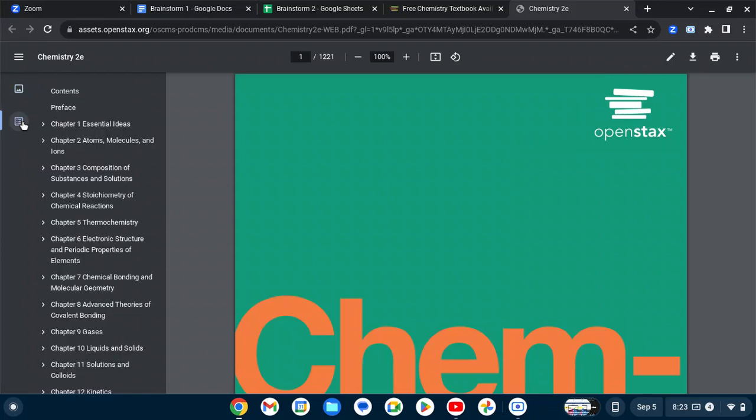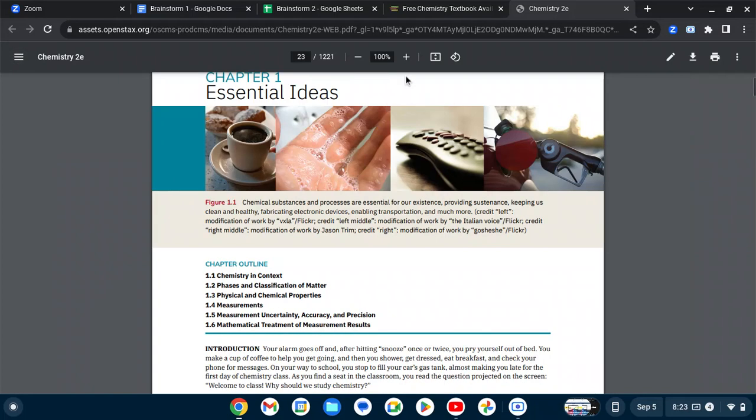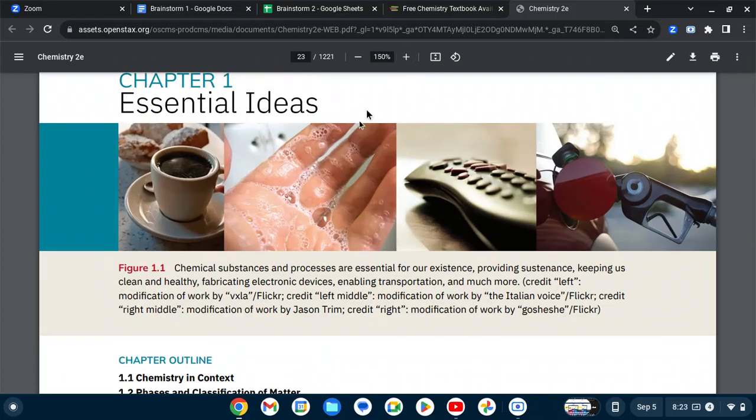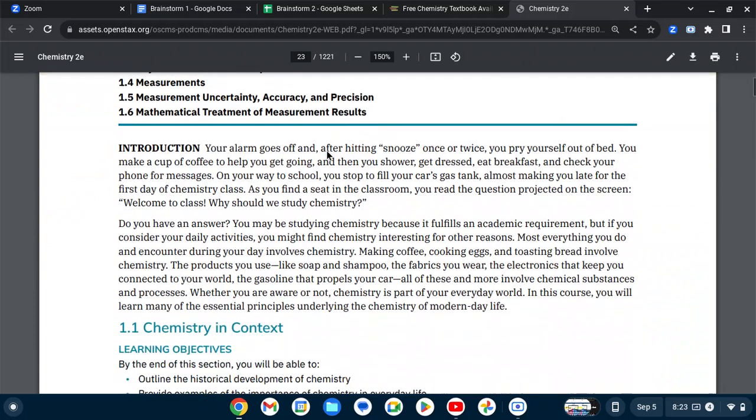Boom, boom. Chapter 1, Essential Ideas. Chapter outline: Chemistry in Context. Phases and classification of matter. Physical and chemical properties. Measurements. Measurement uncertainty, accuracy, and precision. Mathematical treatment of measurement results.